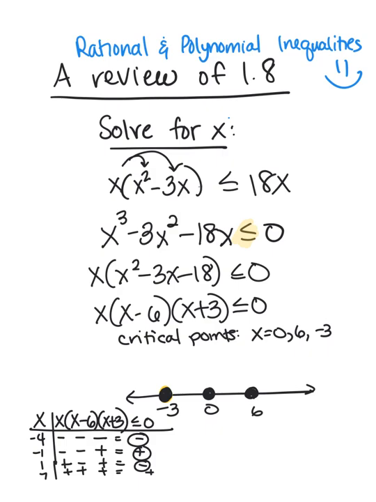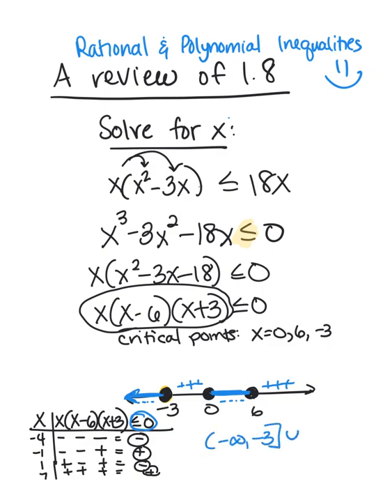And I had mentioned to you before that the signs alternate if none of the factors are raised to an even power. So none of these are squared once they're all factored, so the signs will alternate, but I still think it's good to plug in. Okay, so I get all negatives, then all positives, then all negatives, then all positives, and I am looking for what makes this expression less than 0, so I'm looking for all the negatives. So the final answer would be -infinity to -3, hard bracket, union 0 to 6.